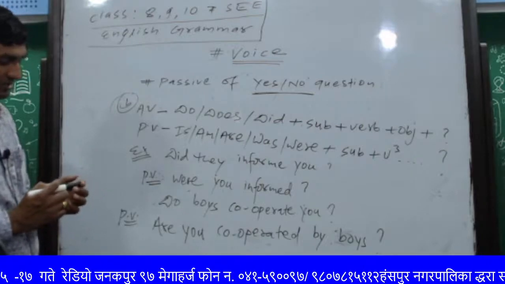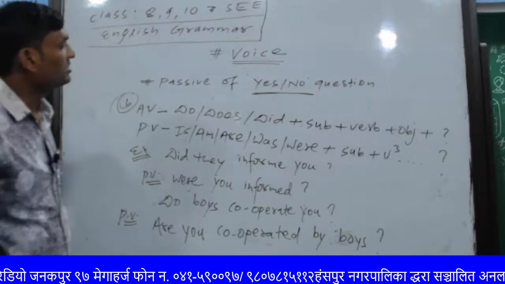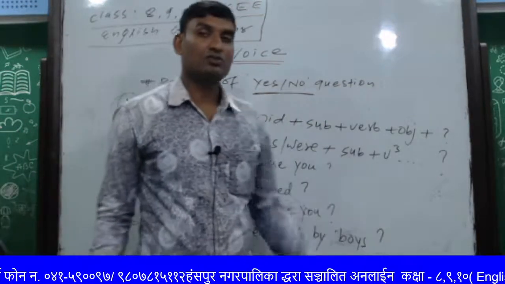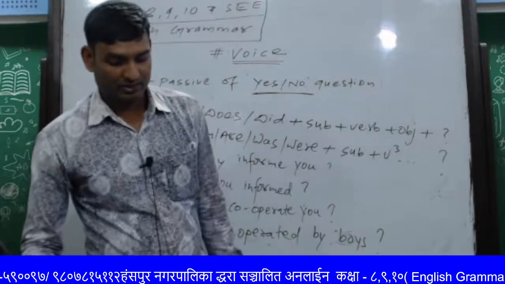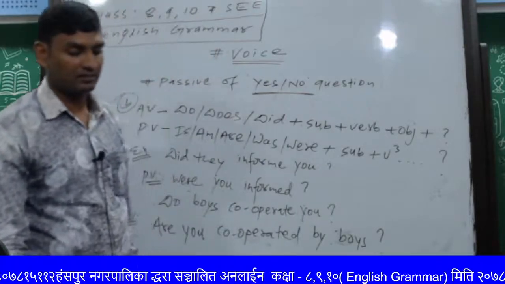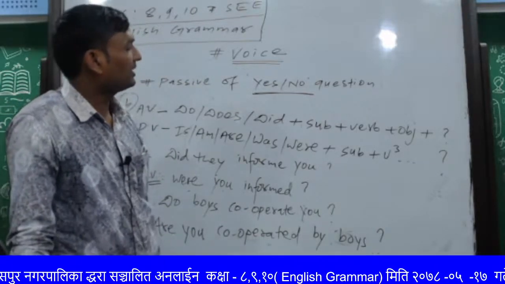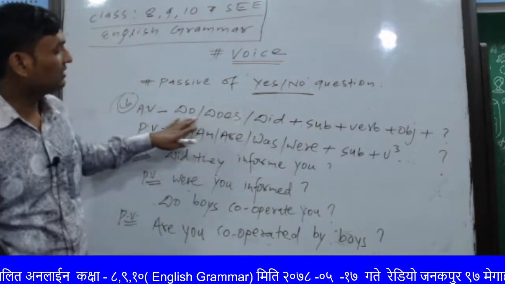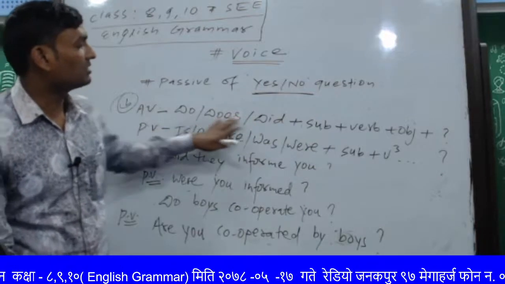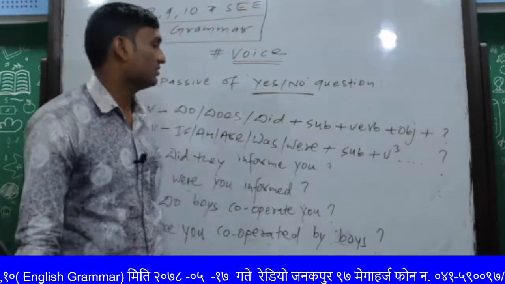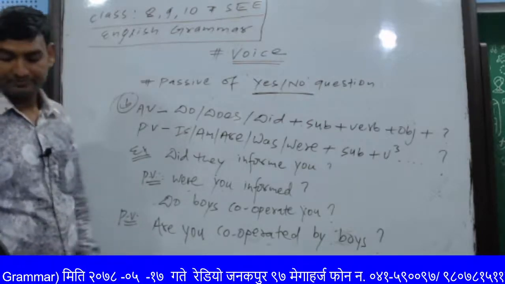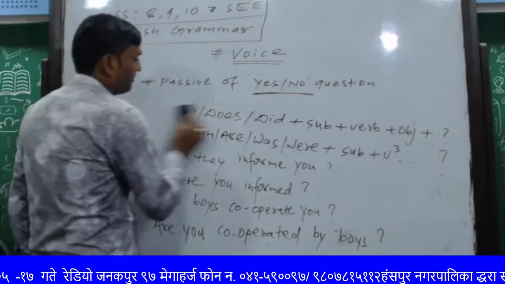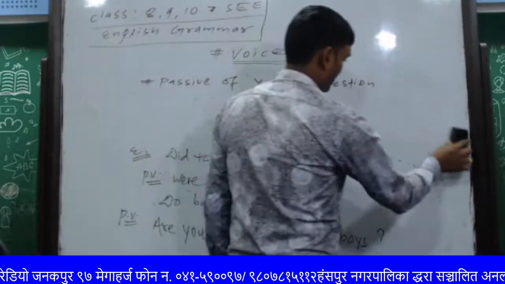It means active voice into passive voice of yes no question. And yes no question, it means two types we have discussed. First, auxiliary plus subject plus verb plus object, and number B, it means do, does, did. Do, does, did is also an auxiliary verb, but after do, does, did, V1 is used. So in this way we can know about the passive of yes no question.